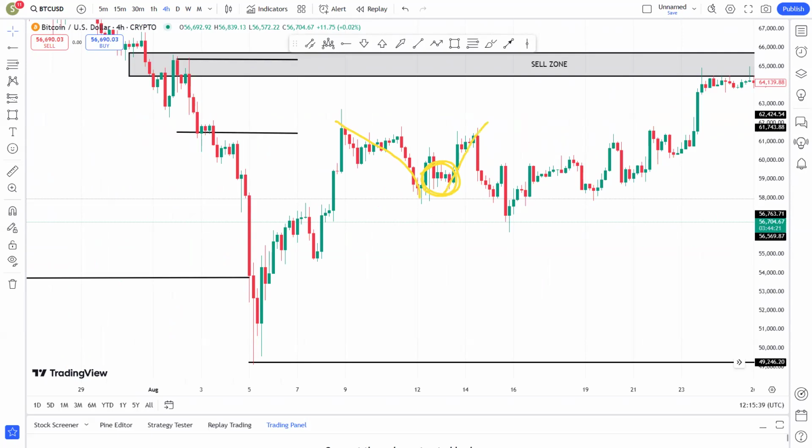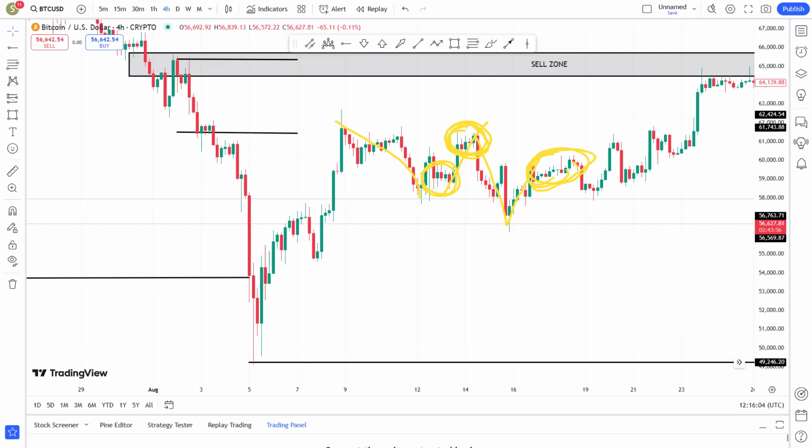The market went up, and then again gave us another indecision candlestick right here. It went down, went up, and gave us an indecision candlestick right here, which signifies that buyers are about to lose momentum. Like I said, the market doesn't just give you an indecision candlestick for nothing; it simply means there's going to be a reversal. After these indecision candlesticks were printed out right here, we were expecting a reversal.